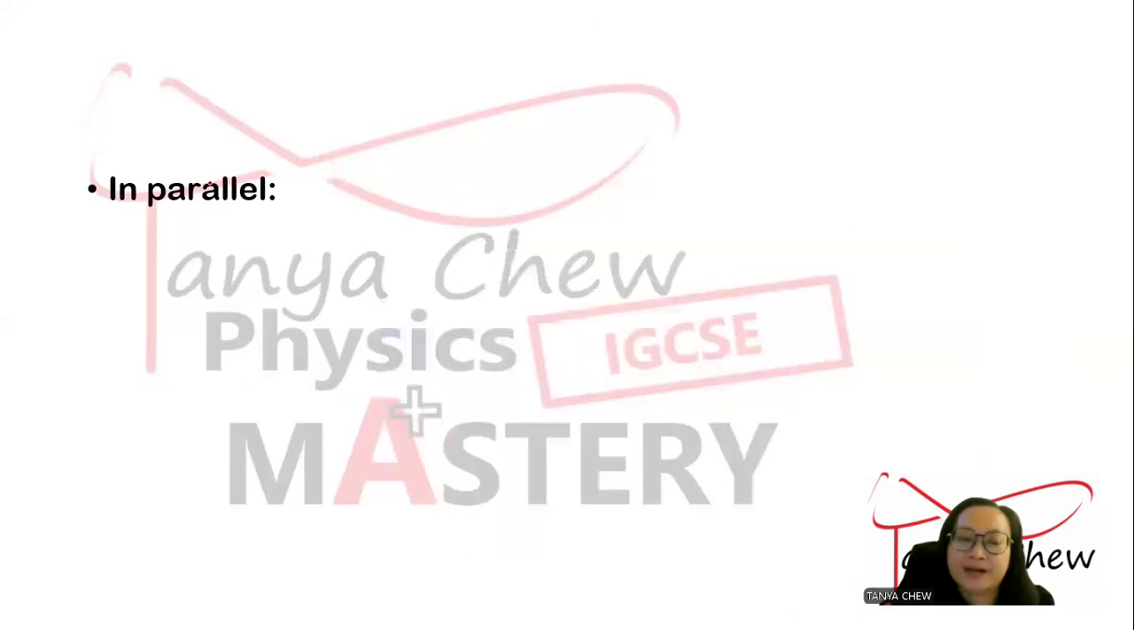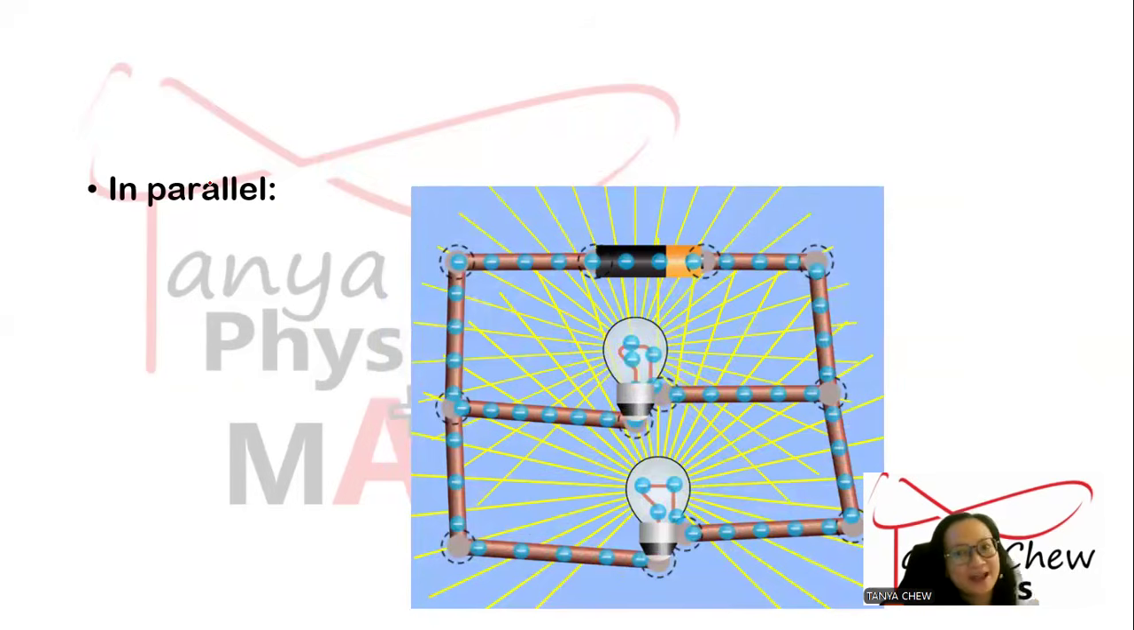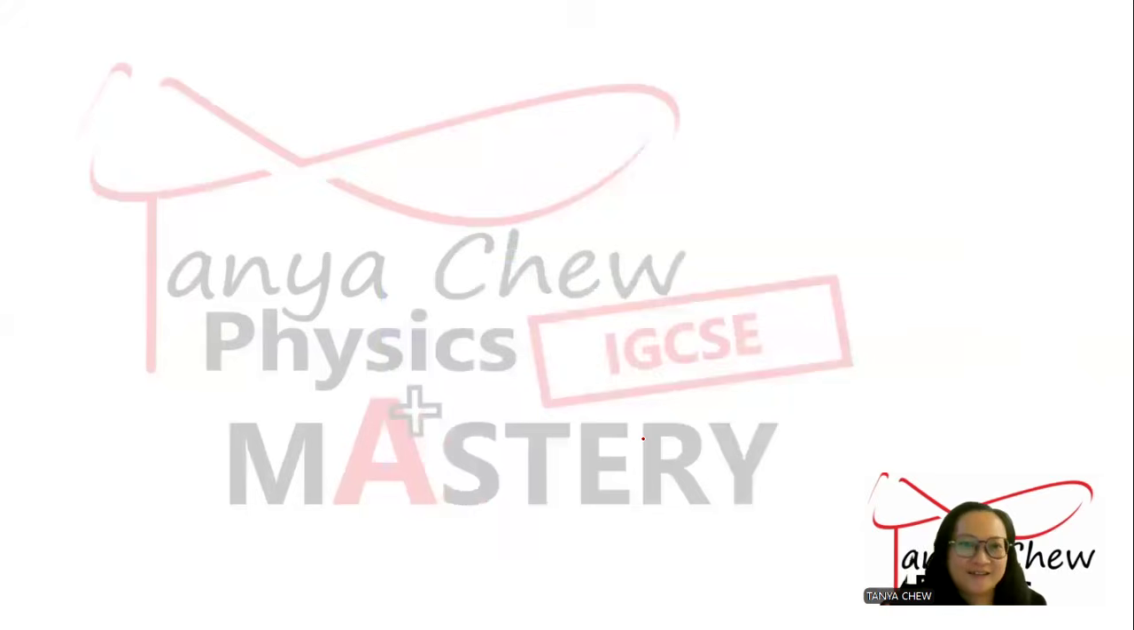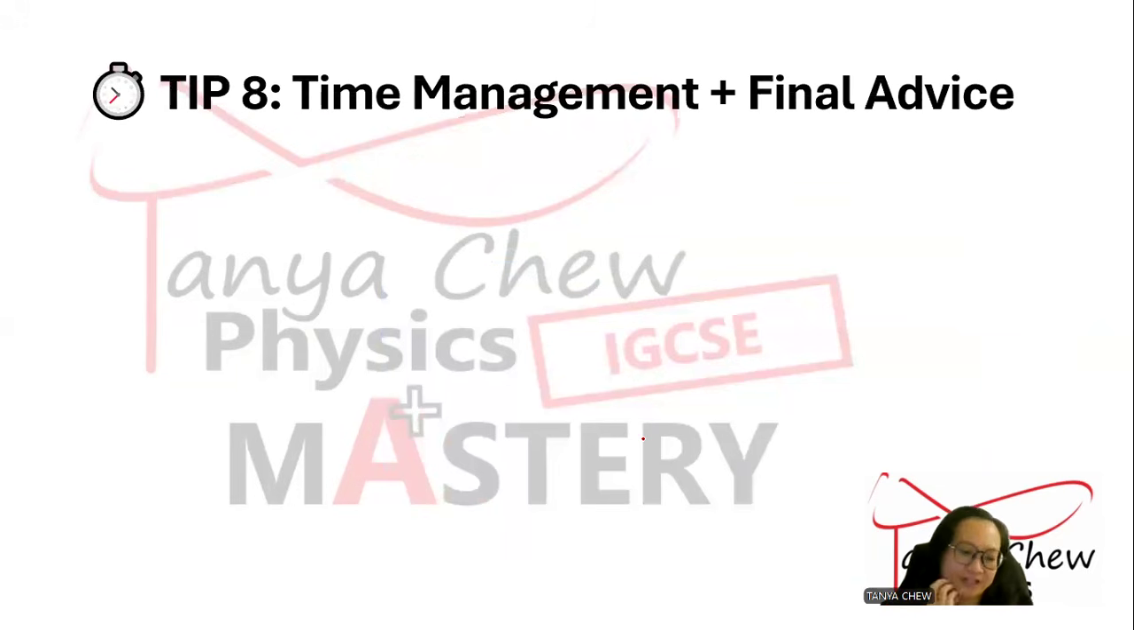But in parallel, this is called parallel, right? You have extra wires that must be used. They are below each other or on top of each other, right? But everyone gets equal love. Oh, sorry, not equal love. Equal voltages, equal potential difference, right? Fair and square, right? That is parallel.